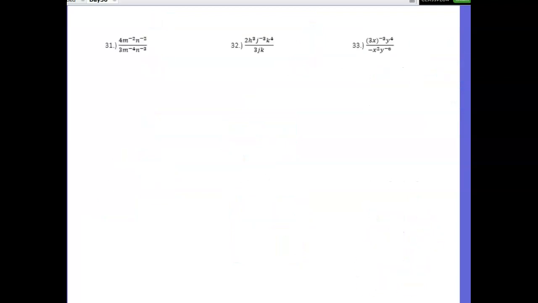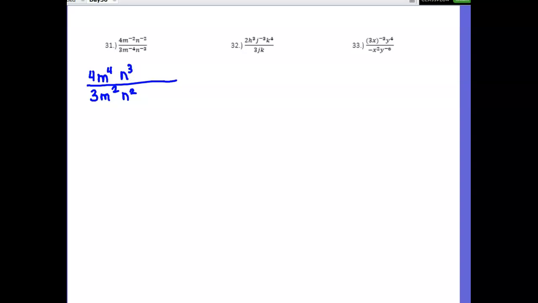Okay. The last three, you probably will try these, but pause the video and then come back and check your work. Okay, I'm going to set this one up where this is 4/3. The m to the negative 2, I'm just going to move to the denominator, make it positive. This is m to the 4th. This is n squared, and then this would be n to the 3rd.